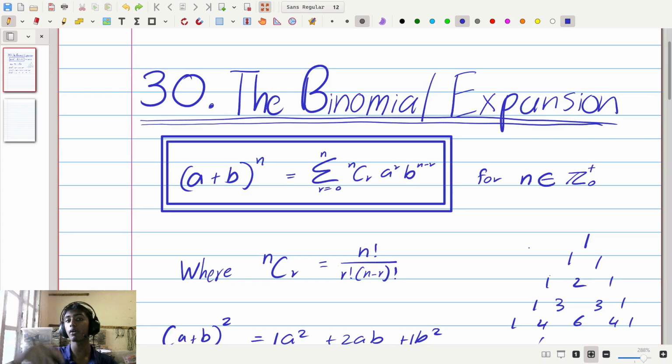So it goes a to the power of 0, a to the power of 1, a to the power of 2, and so on. Similarly, since we know that the sum of the powers of a and b are equal to n, we can see that b will have a power of n when a has a power of 0. b will have a power of n minus 1 when a has a power of 1. b will have a power of n minus 2 when a has a power of 2, and so on.